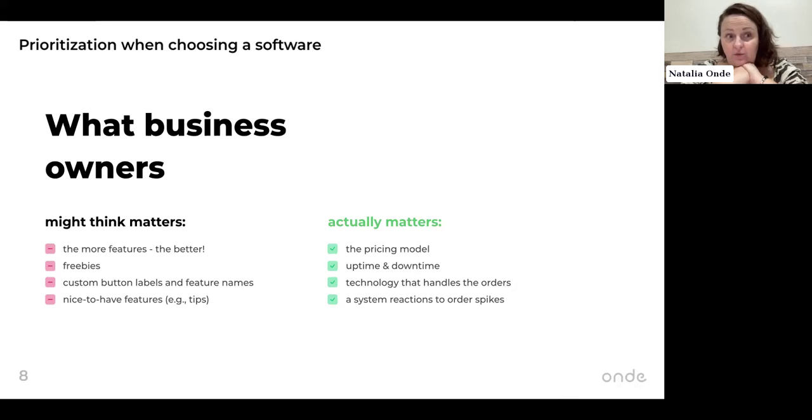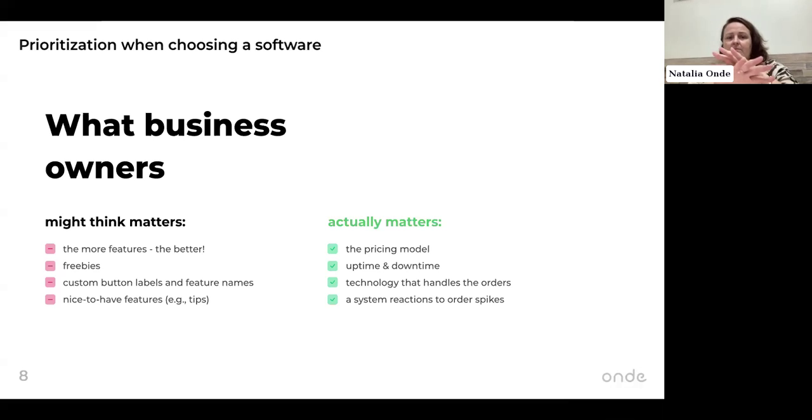So features, even though there are, of course, essential features that should be part of any possible solution, sometimes over focusing on just the feature set is easy, but it actually drives your focus away from what is actually important. The freebies, the marketing tricks that are promised. Let's say, just to give you an example, people can promise you free subscriptions for months and months, but then they will hit you with hidden costs that will basically drown you, or drain your cash flow to incredible numbers. We've also seen those cases a lot. The custom button labels or features.